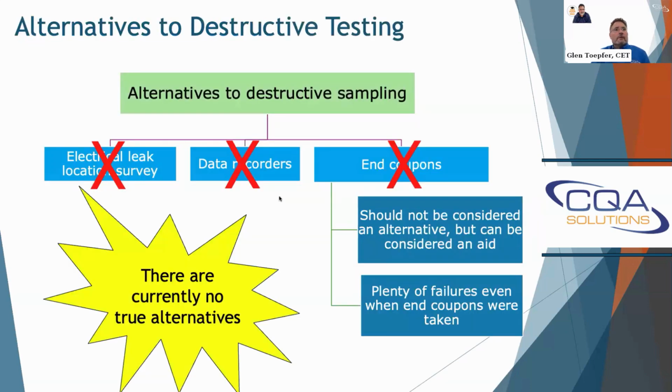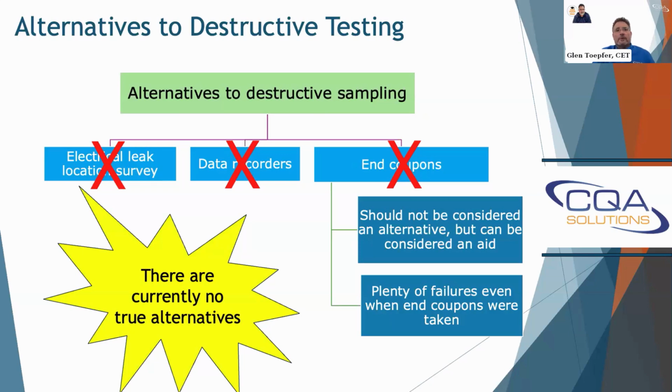So what are the alternatives to destructive testing? In the past webinar, I spent more time on this, but there really are no current alternatives to destructive sampling. Should other things be added? I think that's where we're headed in the industry, where we need to look at it a little bit more, maybe consider the thickness reduction like is done in Germany. But right now, we have a lot of people who mistakenly think electrical leak location can replace destructive samples, and the two don't really have anything to do with each other. That's totally wrong.